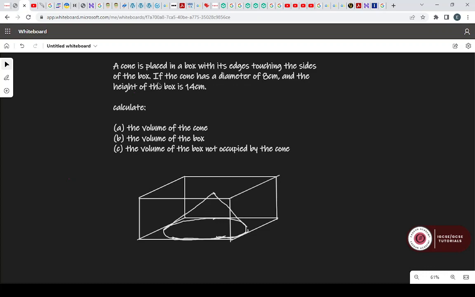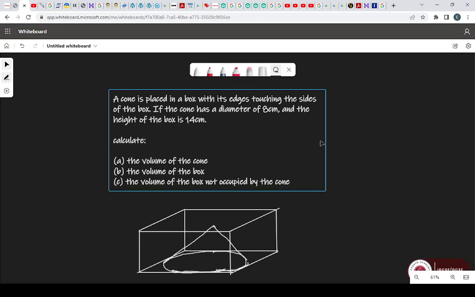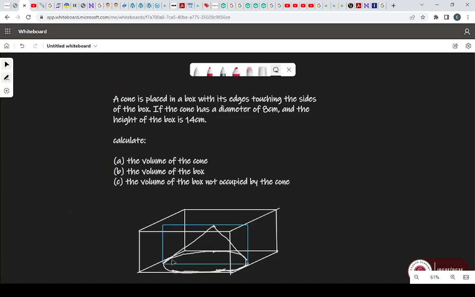Okay, how can we solve a question like this? First of all, I would like to indicate all the dimensions given to us in the question. The question said the diameter of the cone is 8 cm. Diameter of the circular base of the cone is 8 cm.